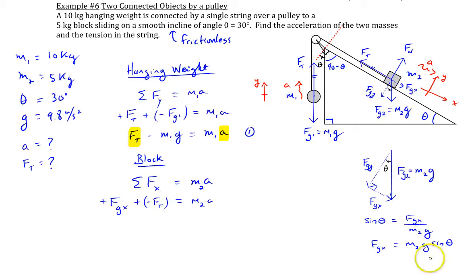You can probably just rewrite this as m2g sine theta. We're replacing the x component of the weight with that, minus the tension equals m2 times a. Now, looking at this, you see that you know the mass, you know g, you know sine of the angle is 30 degrees, and you don't know the tension, you don't know the acceleration. So you have a second equation with the same two unknowns. And so now the problem becomes a solving simultaneous equations problem.